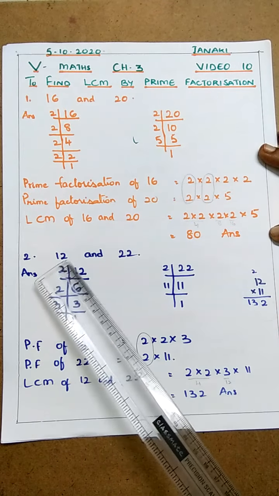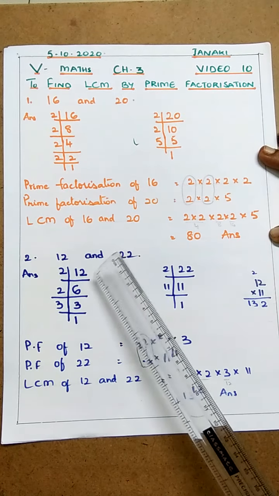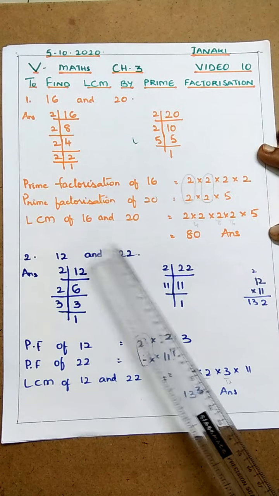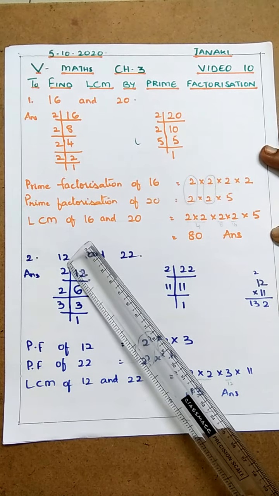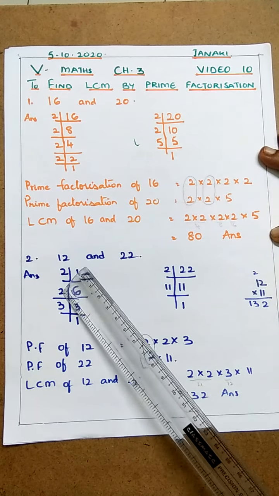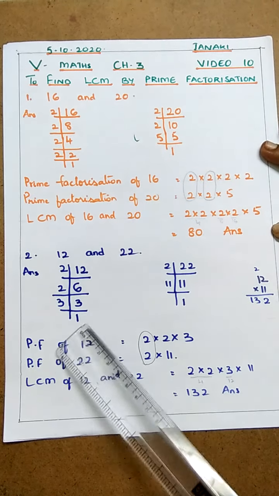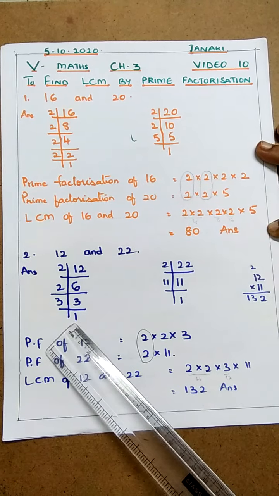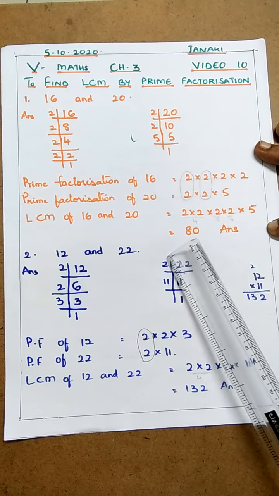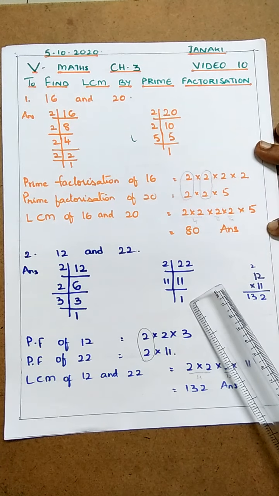Now another sum. 12 and 22 are given. Let us find the LCM. First let us do the prime factorization of 12. 12 is an even number, so divide by 2. 2 sixes are 12. Now again 6 is divisible by 2. 2 threes are 6. Now let us divide 3 by 3. You get 1 as quotient. Next, let us take 22. 22 divided by 2, you get 11. 11 divided by 11, you get 1 as quotient.